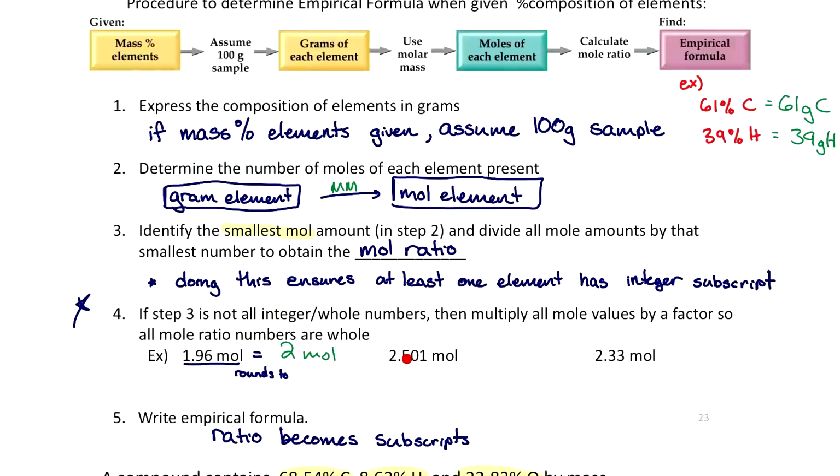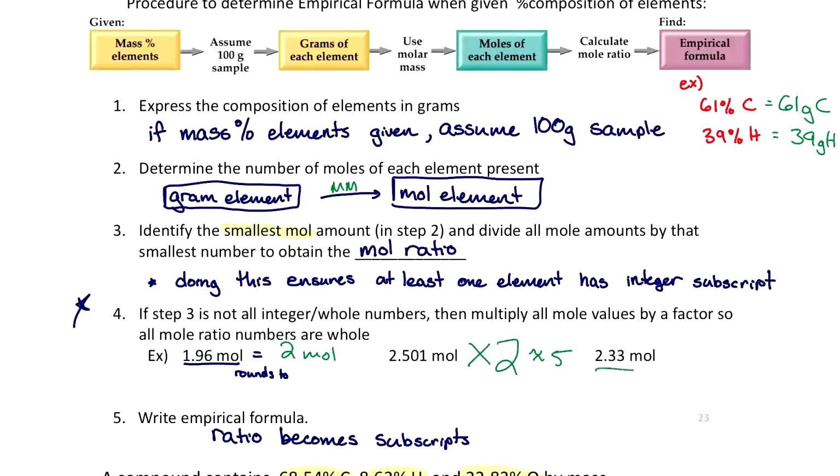But what about if you did all of that work and you got a mole amount of 2.501? Does this round up to 3? Technically it does, if we were doing sig figs, but in this case, where we're trying to find the simplest ratio of atoms, we're actually not going to round this number. We don't want to round it up to 3. Instead, we're going to multiply all of those mole amounts by 2, because if you multiply 2.501 by 2, you get a number very, very close to 5. And that is a whole number.